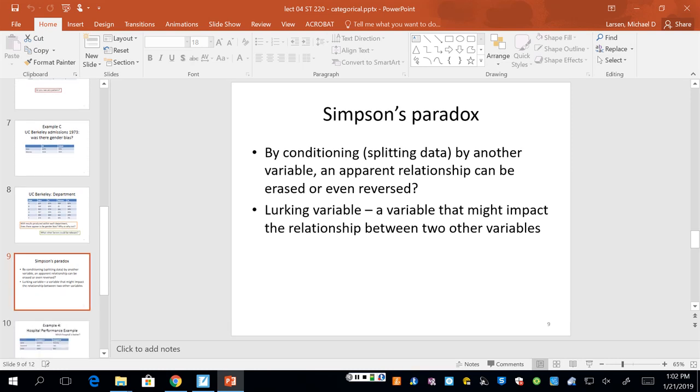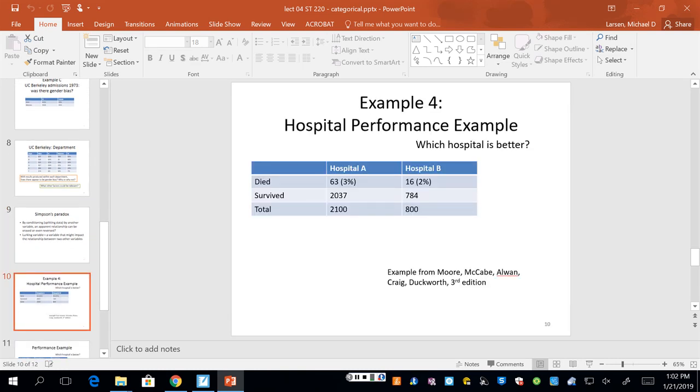So, one more example of this. Here's information on a couple of hospitals, Hospital A and Hospital B, and say this is a fairly common procedure that they're doing, appendix surgery or some other surgery, but with some risk of dying. In Hospital B, 2% of the patients, or 16 out of 800, died as part of that. But of the 2,100 who went to Hospital A, 3% died. So, which hospital is better? Which one would you rather go to?